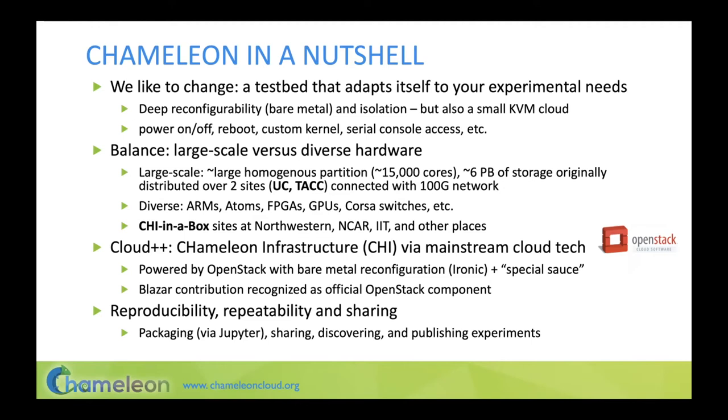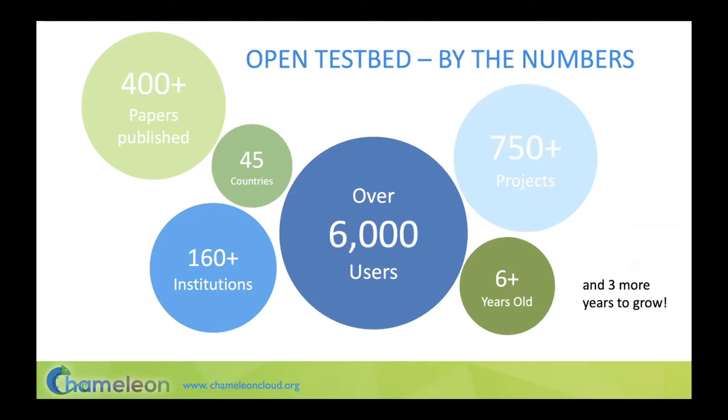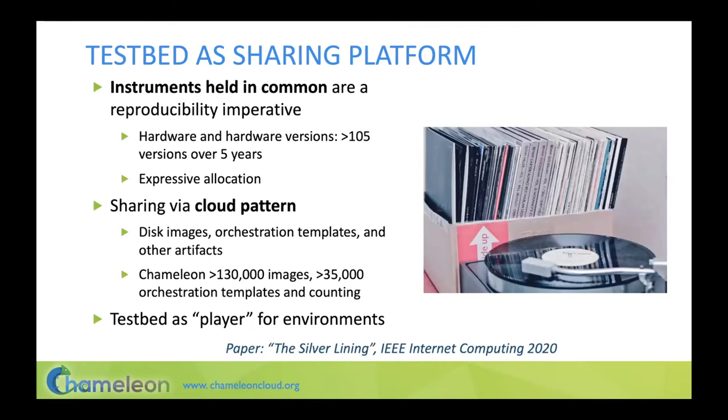Chameleon is a little bit unique relative to testbeds that came before it because it's configured with mainstream cloud technology called OpenStack, right? So we extended it, it's about 50% of everything that's going on at the testbed, but being built on mainstream open source is of great advantage, of course. And noticing that many of our users want to share results, we also provide facilities for reproducibility and sharing. Chameleon in numbers: we've served over 6,000 users across, at this point, more than 6 years that we've been in operation, 750 projects, and people published more than 400 papers using the testbed.